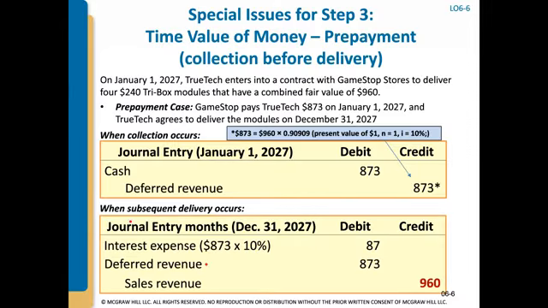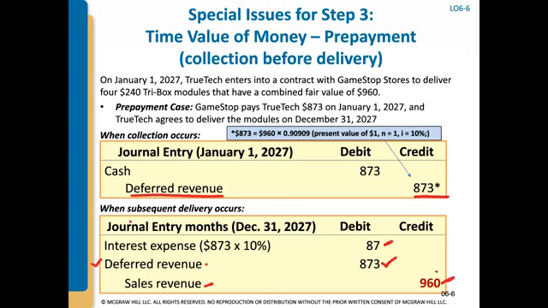We have a balance sheet account for deferred revenue for $873, a credit that we booked on January 1. We're going to debit that deferred revenue because we're going to actually deliver the product. So now we have satisfied our performance obligation, okay? And we can recognize the sale because we've satisfied that performance obligation.